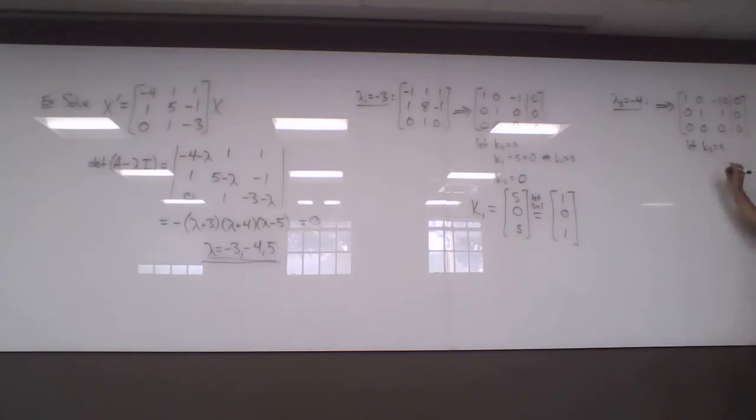Let K3 be equal to S, which means K1 minus 10S is 0. So K1 is just 10S. And then K2 plus S is 0, so K2 is negative S. My vector K2, my eigenvector that goes along with this, I'll make sure I get the right 1, 2, and 3 in the right order here. We let K3 be equal to S and then solve for K1. So 10S, negative S, and S. And again, I can just let S be equal to 1 there. So that's just 10, negative 1, and 1.